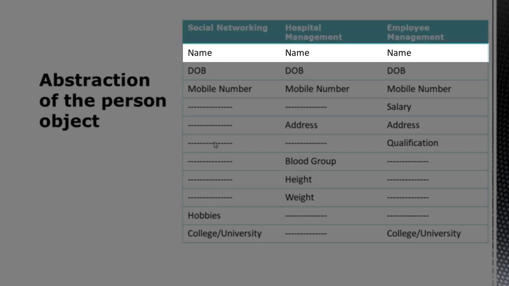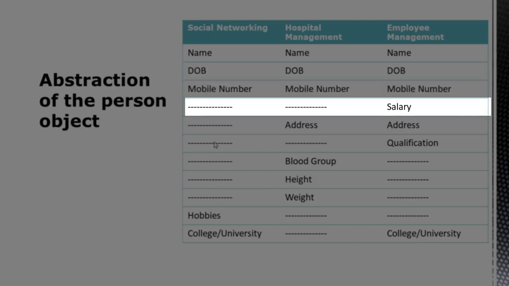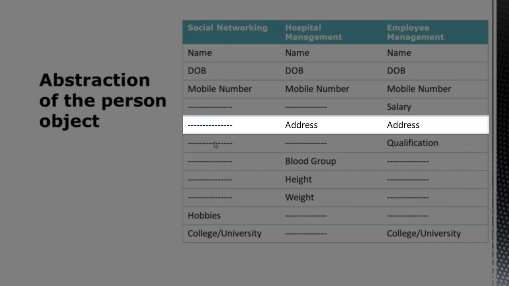Let's take the name attribute of a person object. It is required in all the three systems like social networking, hospital management, and employee management. Similarly, date of birth and mobile number will also be needed in all the three. But let's say salary. It will only be required in employee management and not in social networking or in hospital management. Then let's say address of the person.